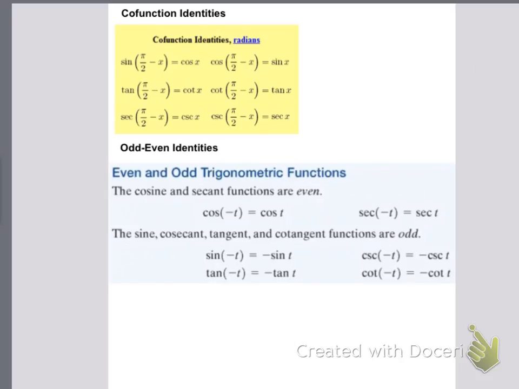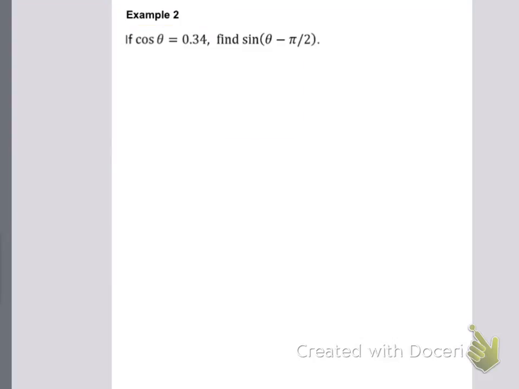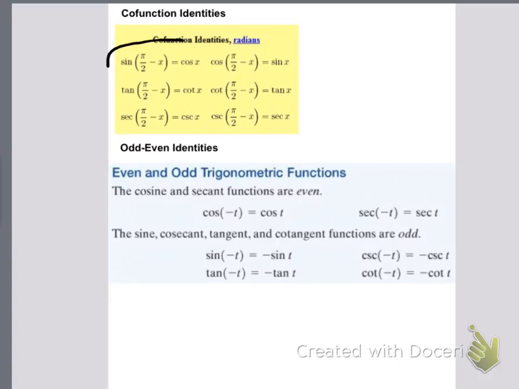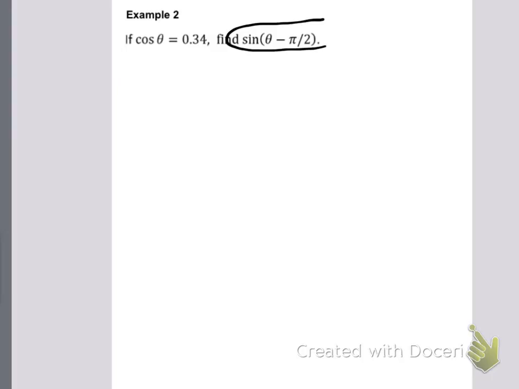Okay, here are some of the cofunction identities. You can see in the box there the odd-even identities. These, again, are all for our reference when we're trying to simplify these identities. So here it says if cosine theta is 0.34, find the sine of theta minus pi over 2. Now, if you come back here and look at this, you see a pi over 2 and an x. Theta doesn't matter. That looks very similar to this. The only difference is theta and pi over 2 are switched. So let's switch them back.